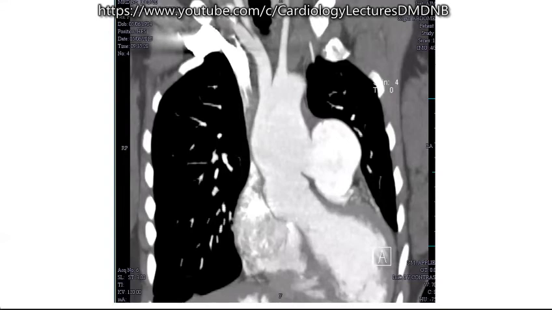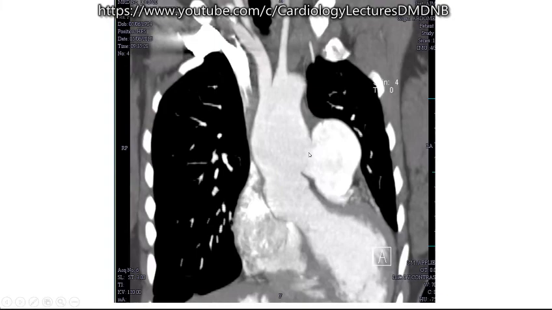So the left subclavian artery cannot be seen. Oh, okay. Sir, sorry, that is the right side, sir. I agree with you. The left subclavian artery is not really seen here. But there is communication with the ascending aorta, a dilated chamber communicating with the ascending aorta.